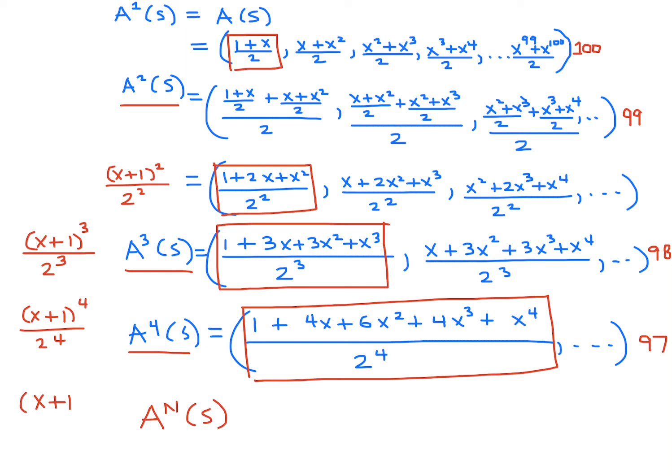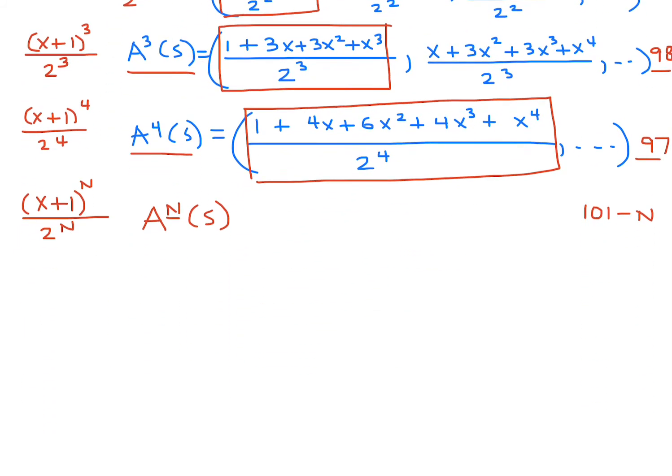The first term will be (x plus 1) to the n over 2 to the n. And the number of terms that I drew here is very important, actually. Because here it was 100, 99, 98, 97. But what about n? If it's A_n, how many terms? It's 101 minus n. It's not genius to figure that out, I just looked at the pattern. Right? It fits.